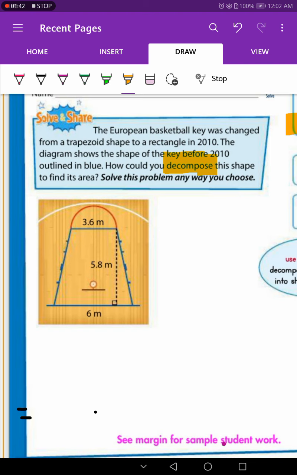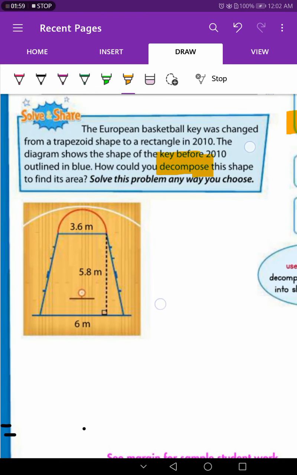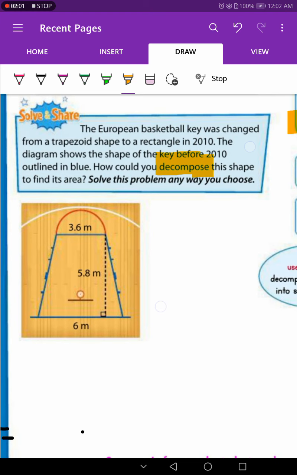First of all, let us learn the meaning of decompose. Decompose means to break apart into different and smaller sections. This is the general meaning. In our lesson here, you have a trapezoid, and you have to decompose it into what? Into two triangles and one rectangle.